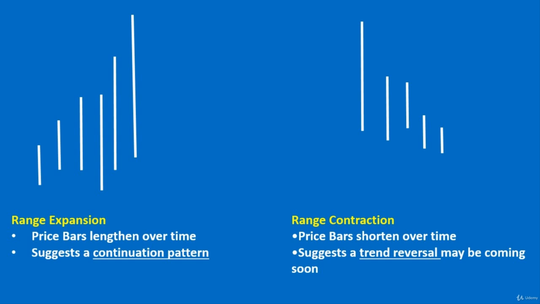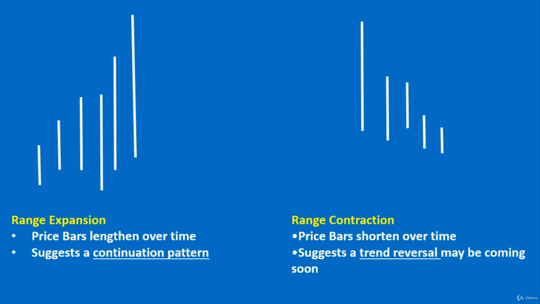So if we look at trading ranges, you can look at range expansion and range contraction. If we look at these examples here on the left, we have range expansion. You can see that the price bars, just that middle part, if we're looking at that range, are lengthening over time. Going from left to right, you can see how they tend to be lengthening. And that would suggest a continuation pattern: if it's expanding, whichever way it's going, it could be up or it could be down, it could be continuing to go in that pattern, or continuation.